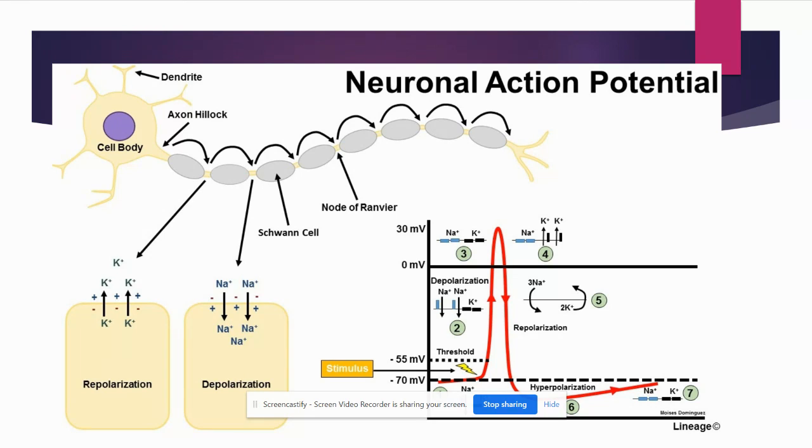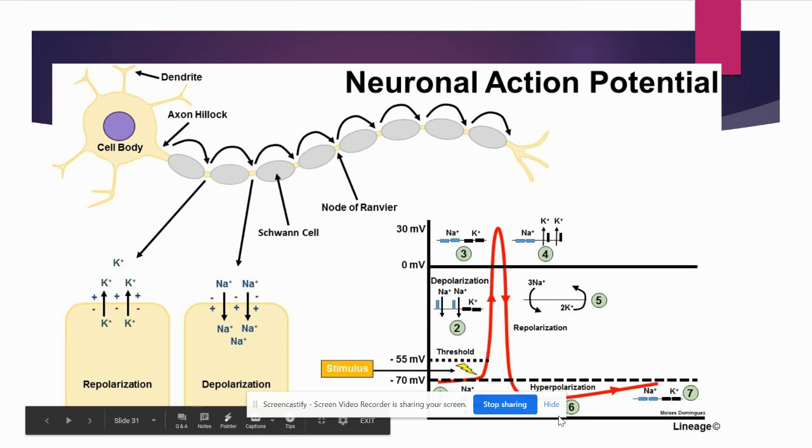Just to remind you, the cell body has the nucleus and pretty much all the parts of the cell. The dendrites are the things that are going to be receiving the stimuli, and the axons are where the impulse is going to travel along.